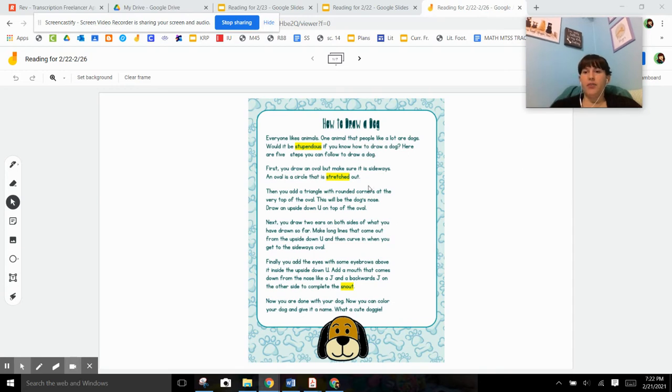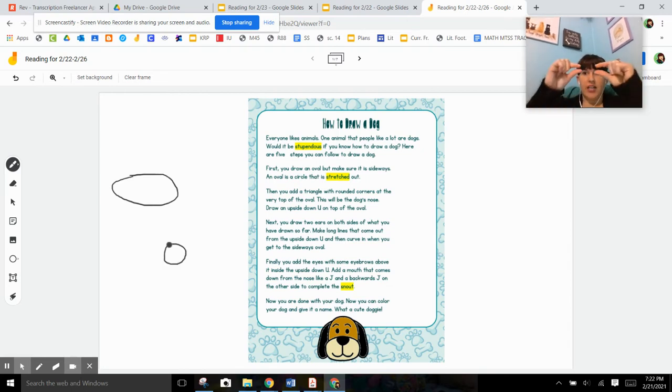Now, what I really like about this story is that it does give really good descriptions, but I'm going to show you how having a visual helps out a ton more. So this first part says, first you draw an oval, but make sure it is sideways. An oval is a circle that is stretched out. So I'm going to grab the pen tool, and so it says draw an oval that is sideways. So a regular oval would be like this, but they want it to be sideways, okay? So sideways oval, and they said an oval is a circle that is stretched out. So if you don't know what an oval is, you think of a circle and you think of grabbing both sides of it and stretching it out. So I think Miss Acton did a pretty good job of drawing a pretty good circle. So there's a pretty good visual right there.